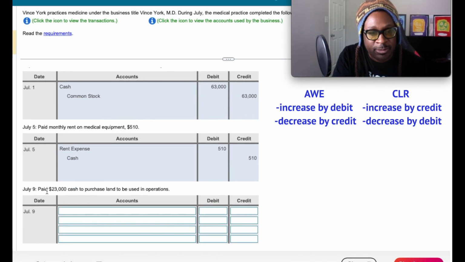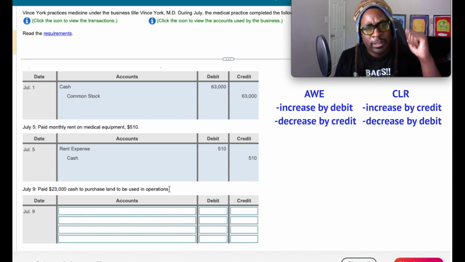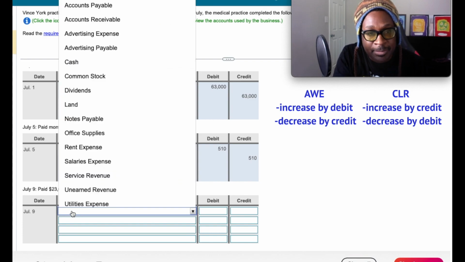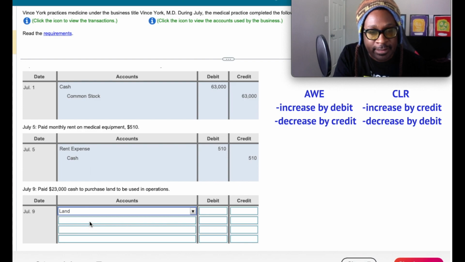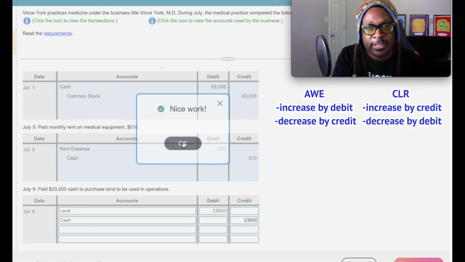Next, paid $23,000 cash to purchase land to be used in operations. Keywords, paid and land. Cash as well. Cash is a part of the all gain. It's going down because we used it. Keyword paid. And land is a part of the all gain too. It's going up. Keyword, we purchased land. Therefore, since land and cash are both assets, we're going to debit land for increasing it and credit cash. Check our answers. Nice work, gang.